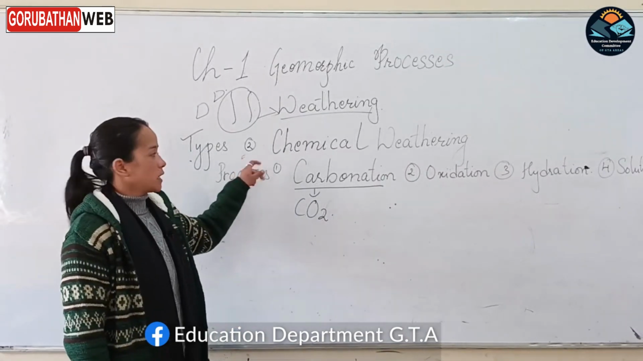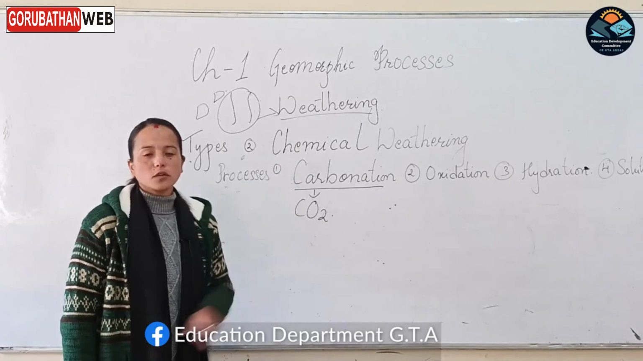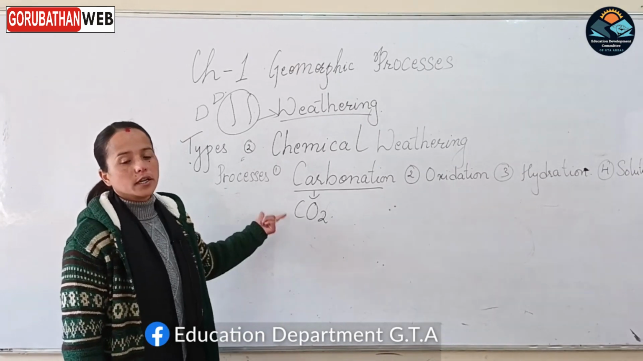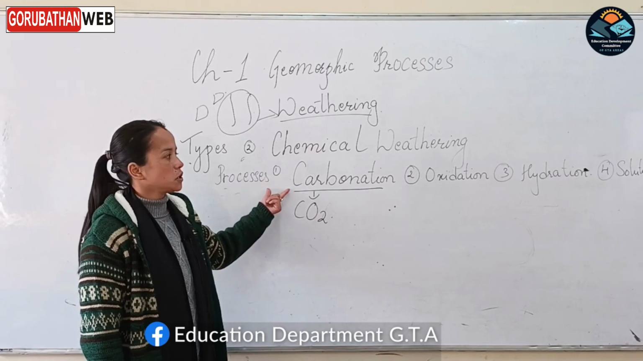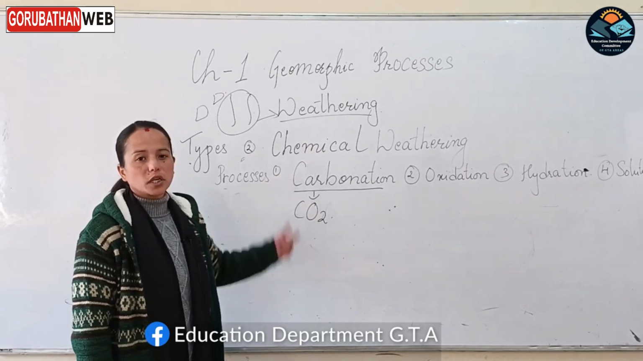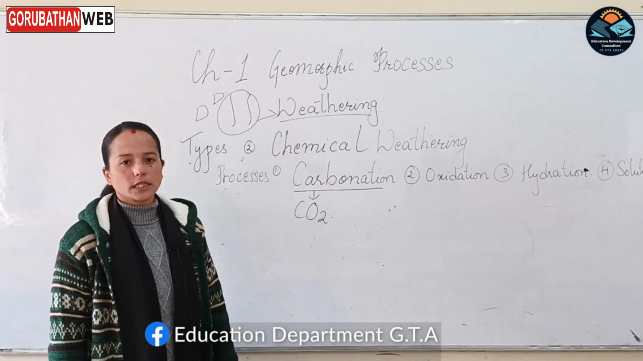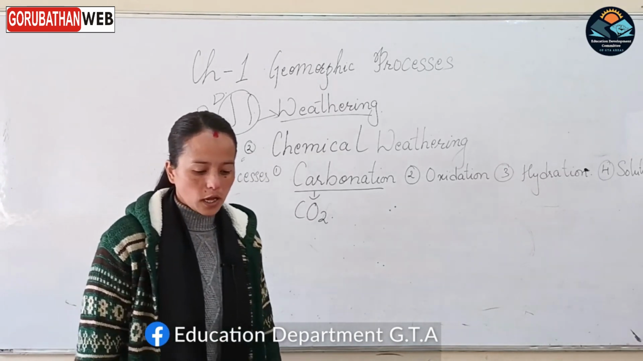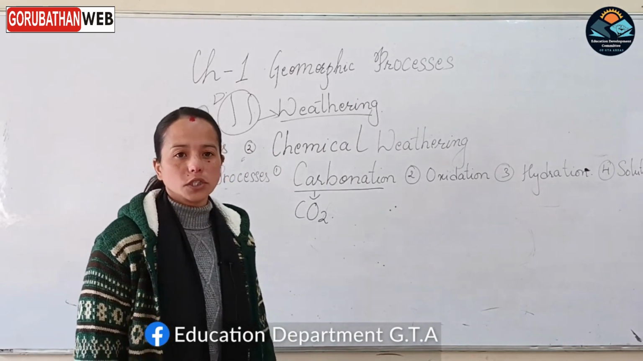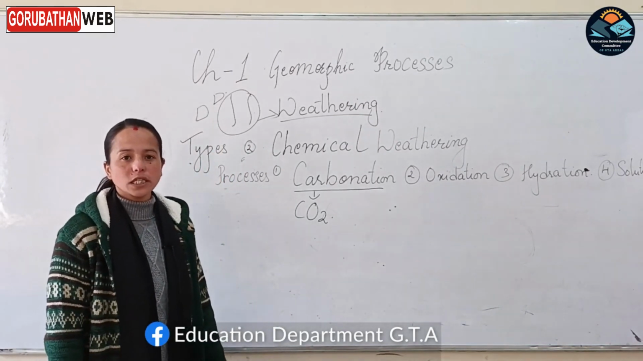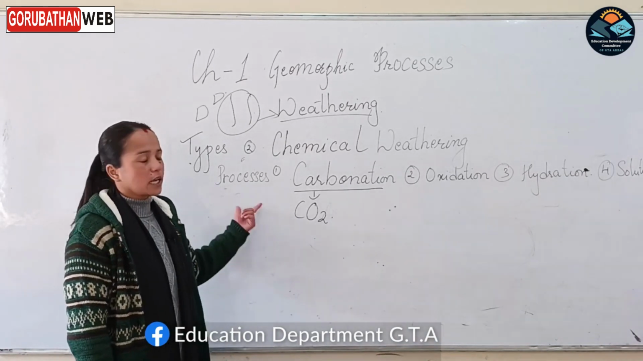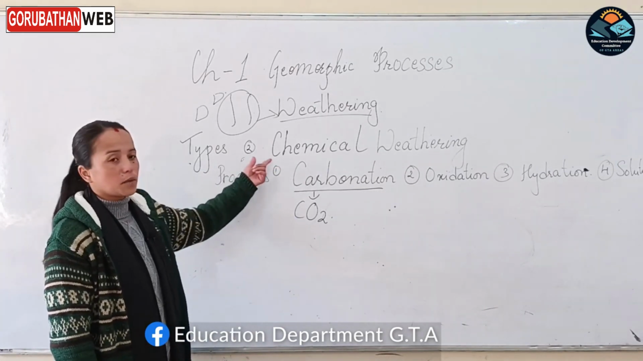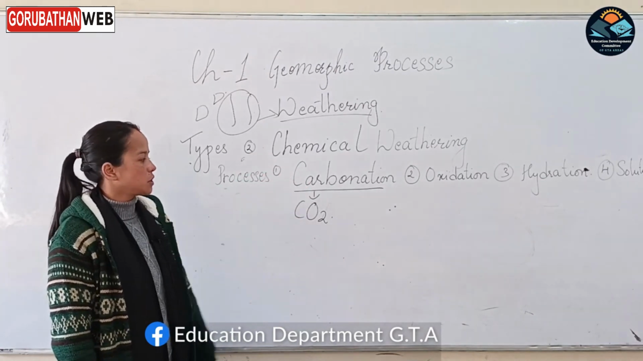So the second type of weathering is the chemical weathering. Chemical weathering is the disintegration and the decomposition of the rock by chemical means. Here the composition of the rock is altered or changed, coming in contact with the gases which are present in the atmosphere, or coming in contact with water, rainwater. The mineral composition of the rock is completely changed in chemical weathering, so the decaying or the breaking up of the rocks takes place. The processes involved in chemical weathering are carbonation, oxidation, hydration and solution.